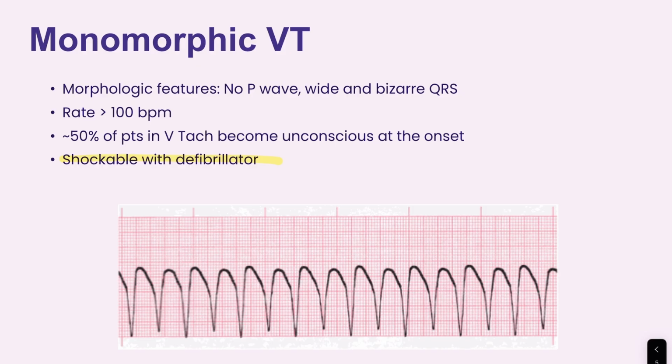Okay, so we look at our QRS complexes here. Let's see, our rate is very fast. Our rate is obviously tachycardic, and our QRS complexes are wide. Now, monomorphic just means that these all look the same. The shape of them, the morphology of them, they look the same.